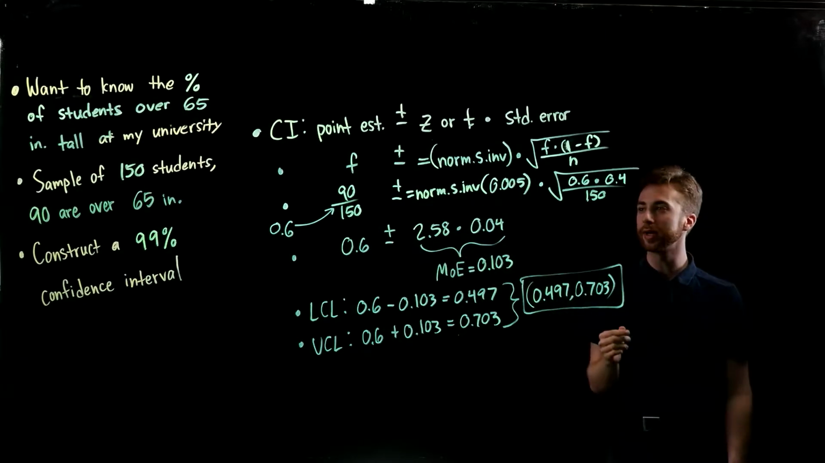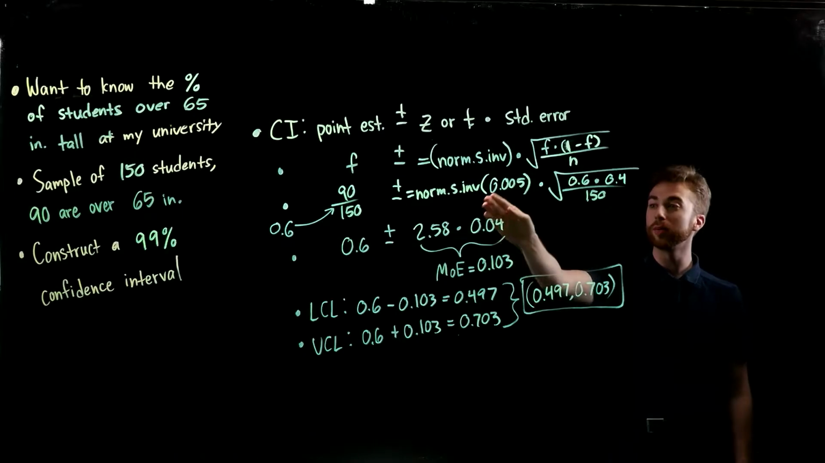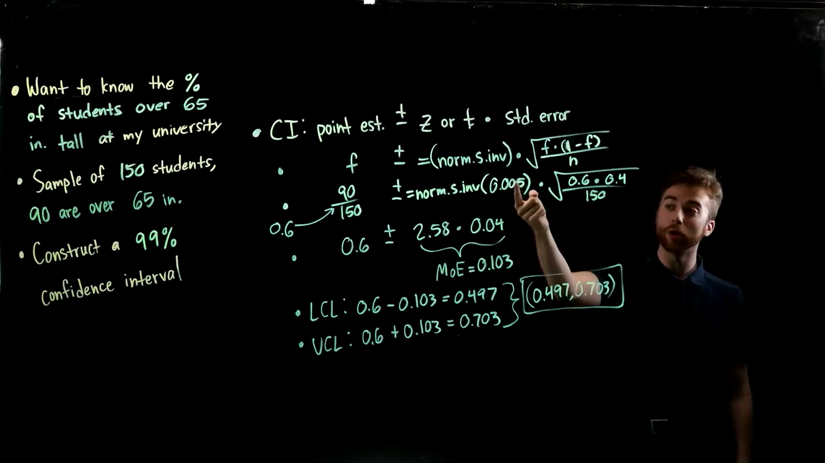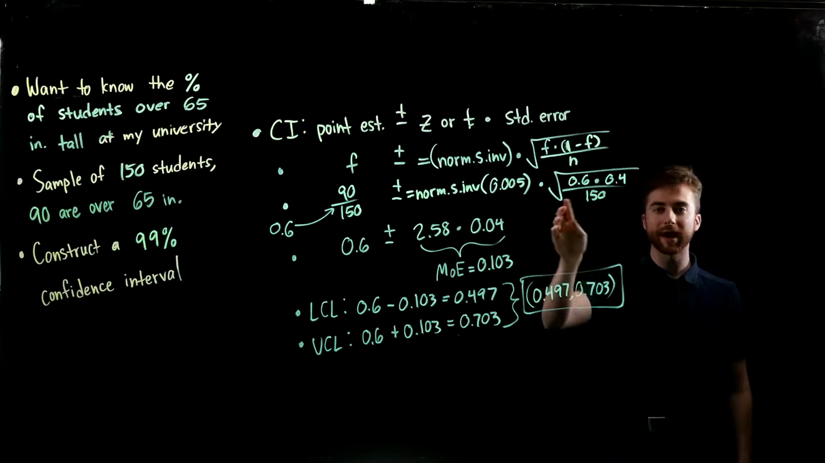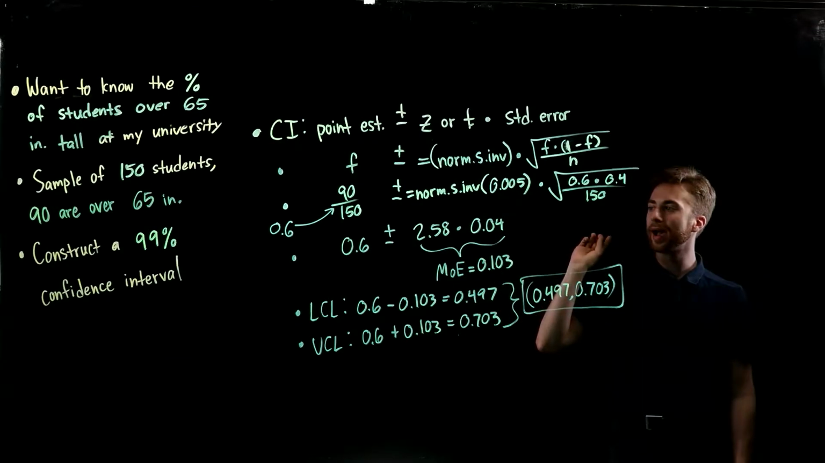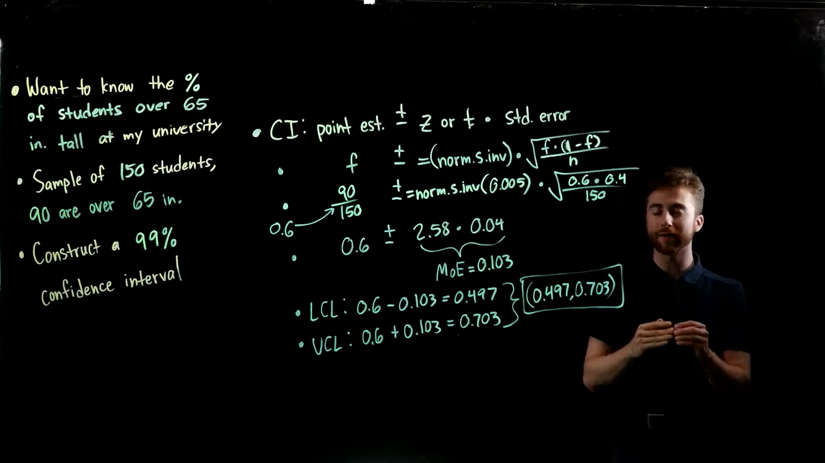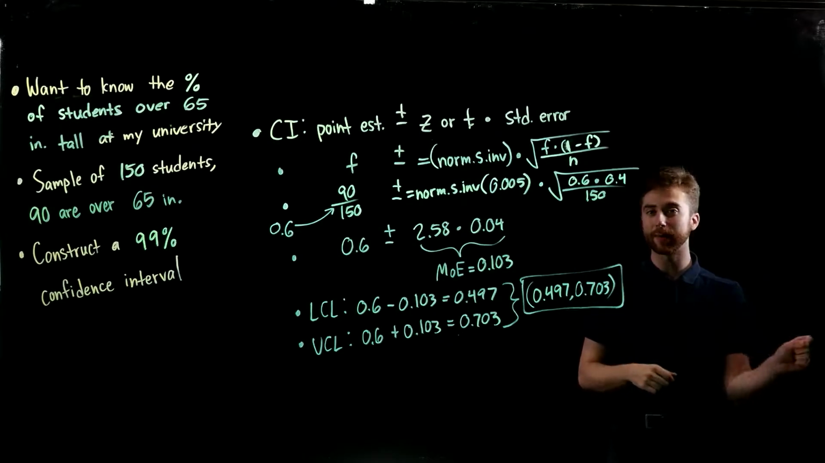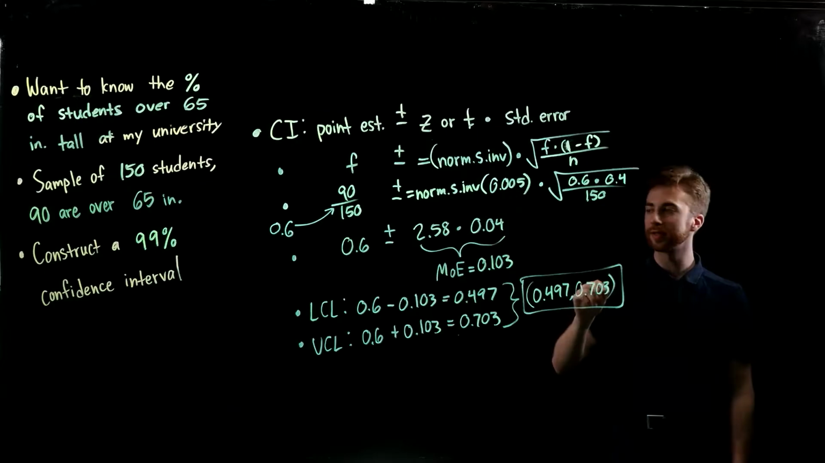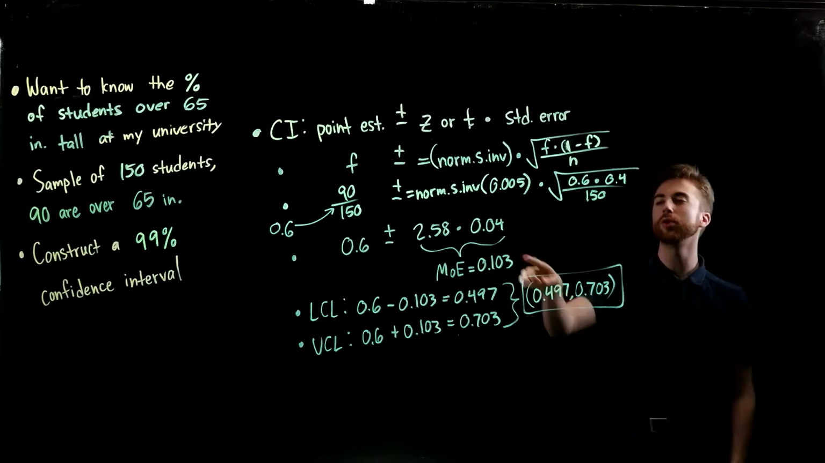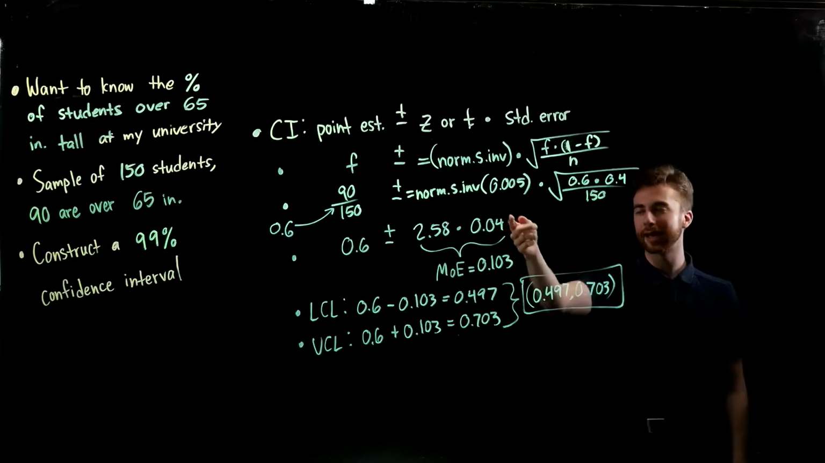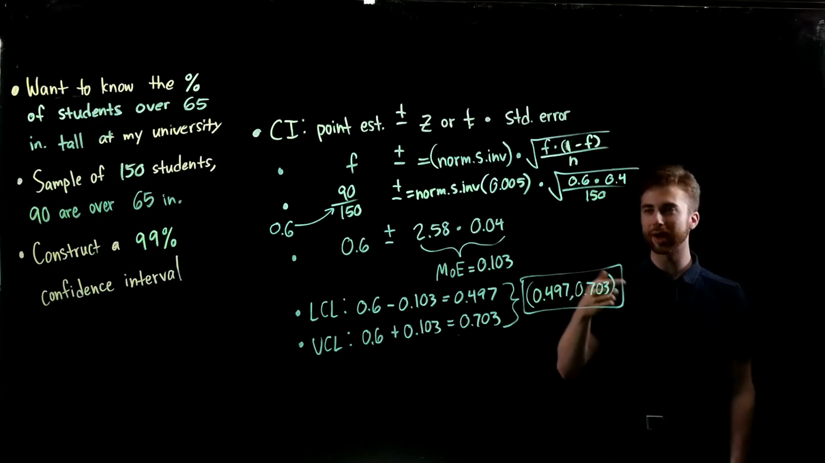So that's going to be our point estimate, plus and minus norm.s.inv. And again, the only field they ask for right here is your probability. So the way I got this 0.005 is just like we talked about before: in this case, it's 1 minus your confidence level. Take that value, divide it by 2. Here, 1 minus 0.99 gives us 0.01, and 0.01 divided by 2 is 0.005. So plug that in the Excel function, and it should spit you out a number that should be good to go.